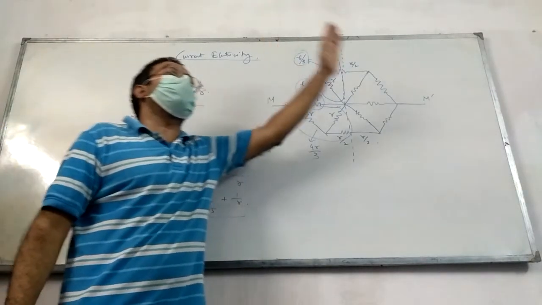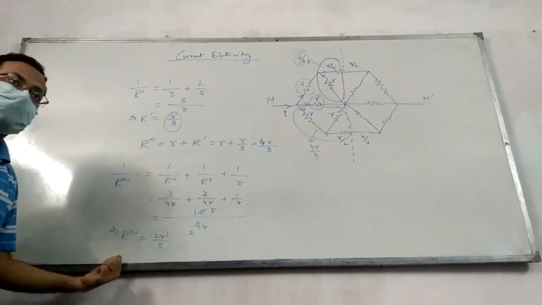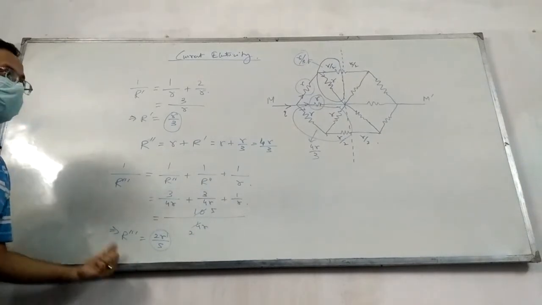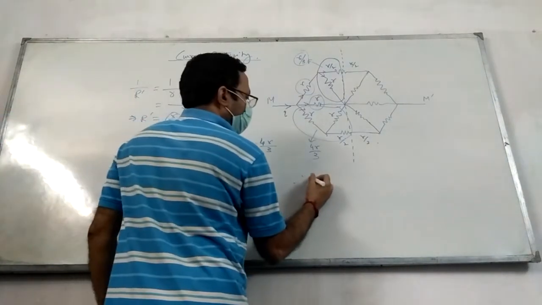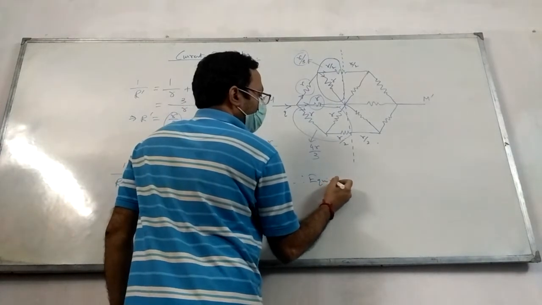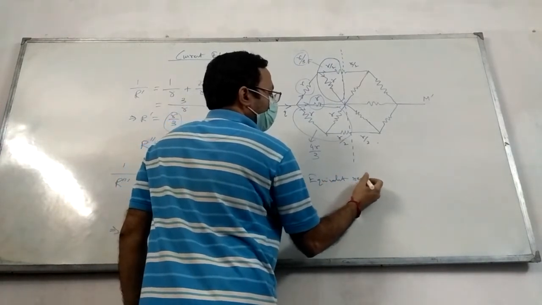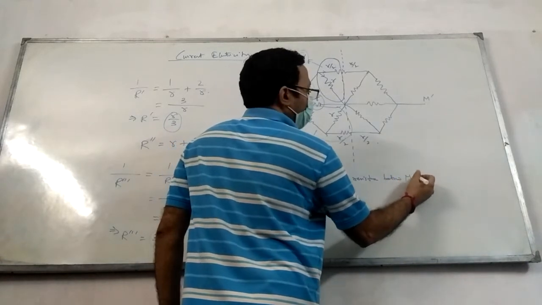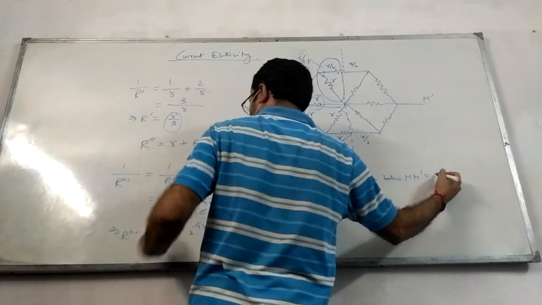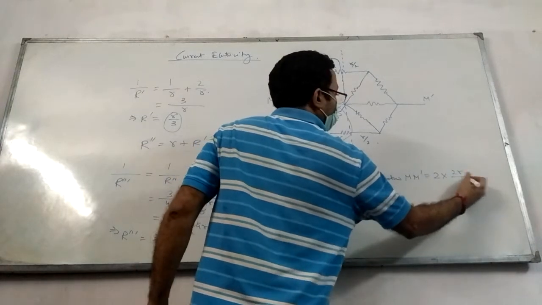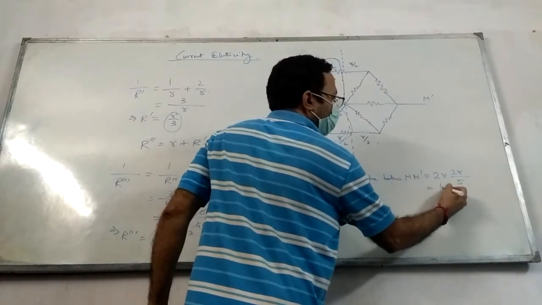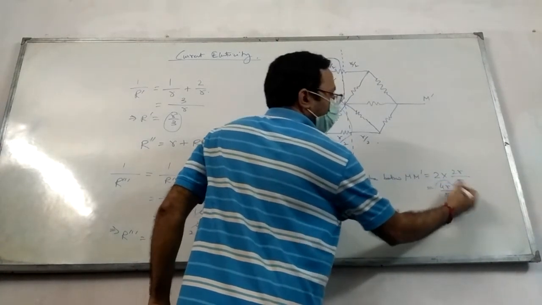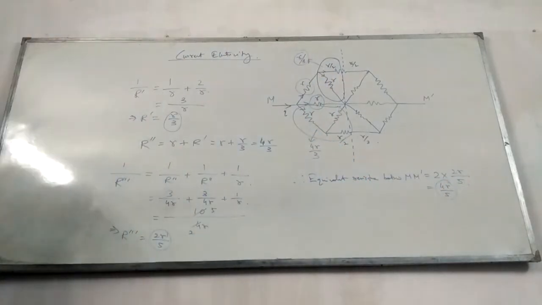So this is the equivalent resistance of the whole left part, then the equivalent resistance of the whole right part will also be the same. Therefore, the equivalent resistance between M and N is equal to 2 into this value because they are in series connection. So the answer is 4R by 5. Clear?